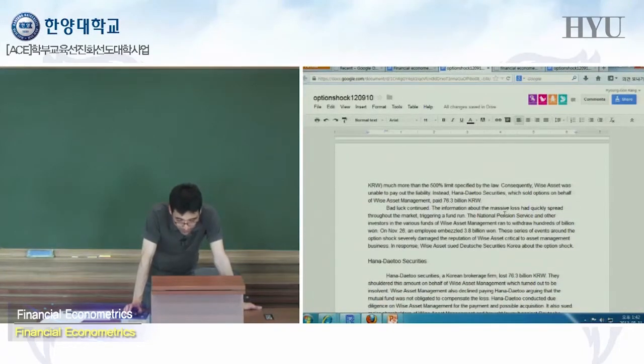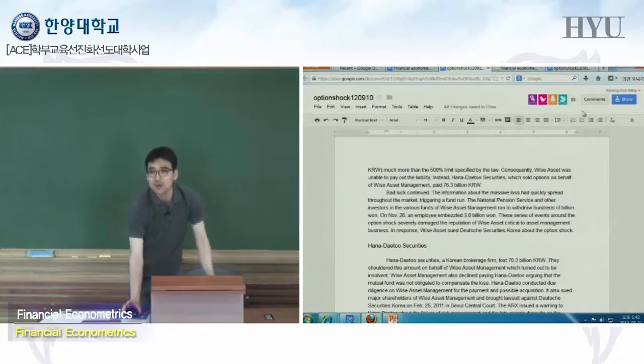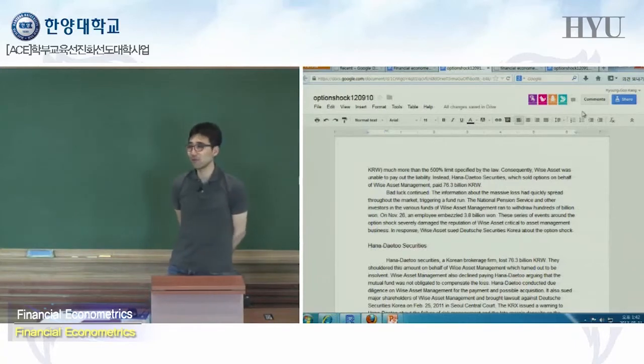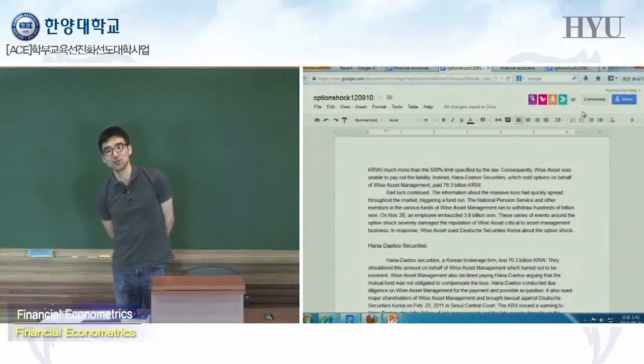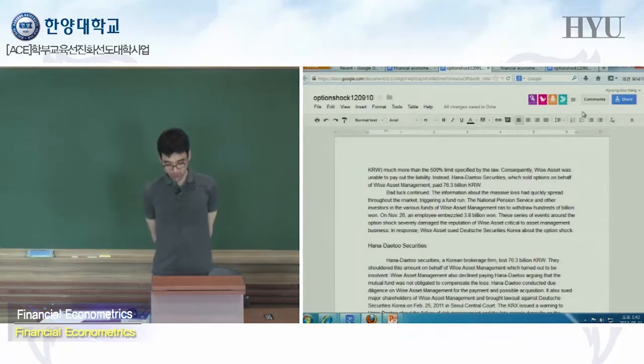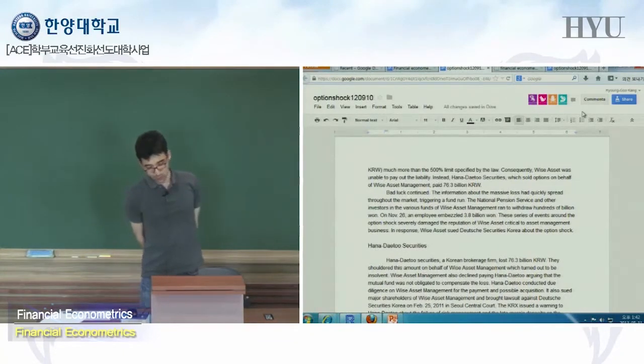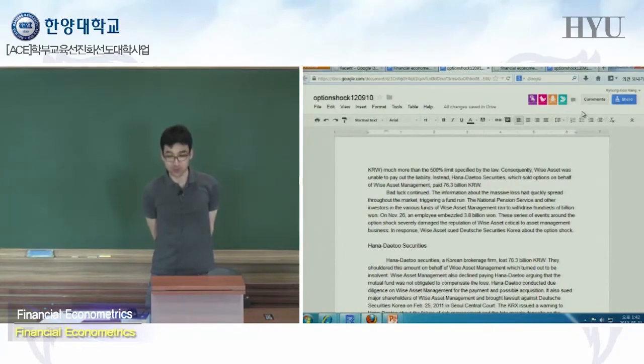The information about the massive loss quickly spread throughout the market and triggered a fund run. Fund run is similar to bank run. Bank run is people run to the bank to withdraw their money. Fund run is people run to the fund to withdraw their money from each fund. The National Pension Service, 국민연금, and other investors in the various funds of the YGS Management ran to withdraw hundreds of billions of won from the fund.